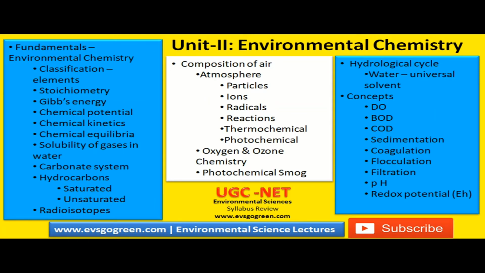So you have DO, which is dissolved oxygen. Then you have biochemical oxygen demand. Then you have chemical oxygen demand, followed by sedimentation, coagulation, flocculation, filtration, pH, and redox potential. All of these concepts are extremely important in understanding environmental pollution of water. So these are the first 3 modules of environmental chemistry.